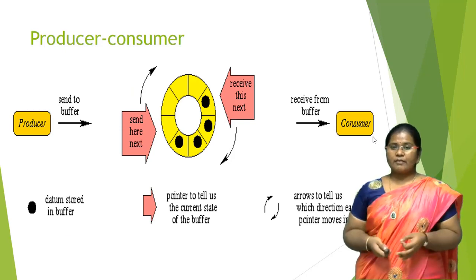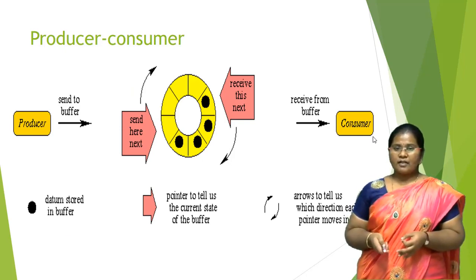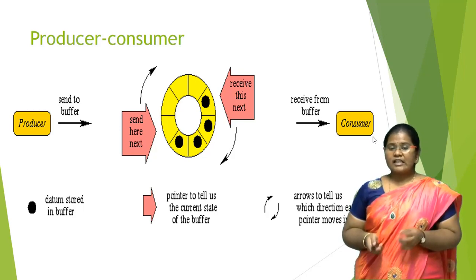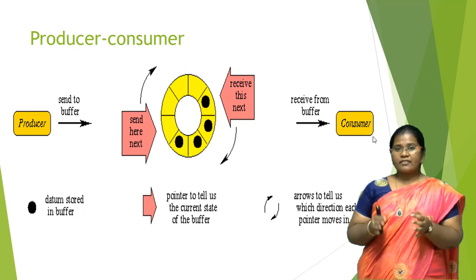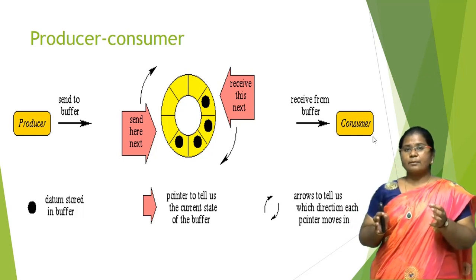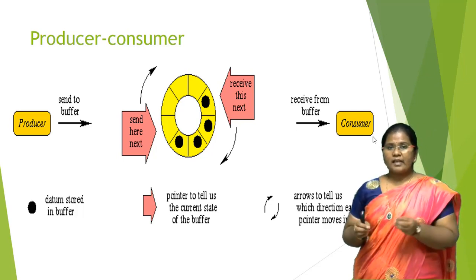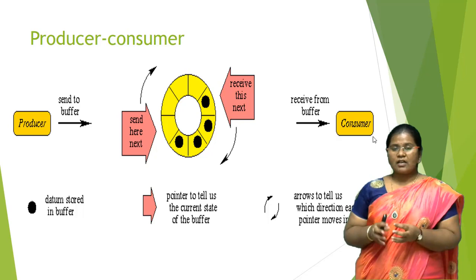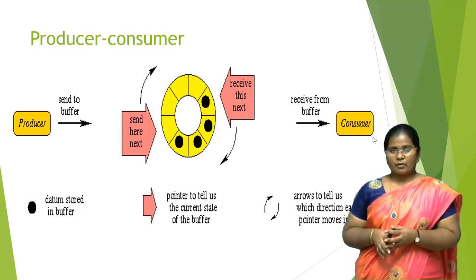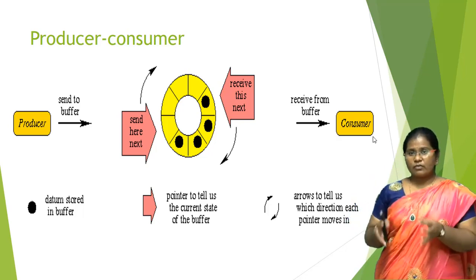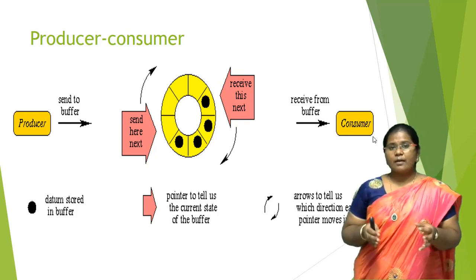Now the whole concept can be viewed in this diagram. If you observe here, the producer process will send its data to the buffer. Here we are considering the buffer as a circular queue, and whenever the producer produces an item, the item is placed in one of the locations of the buffer. Wherever the item is placed by the producer, that item is consumed by the consumer process. So how will the consumer know where the item is placed by the producer process?